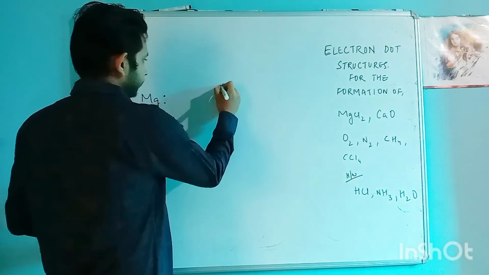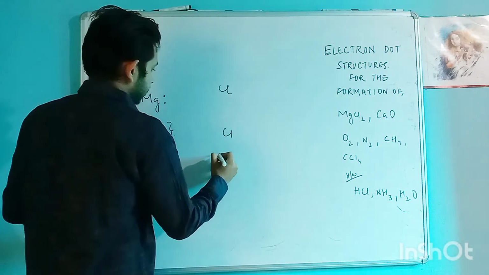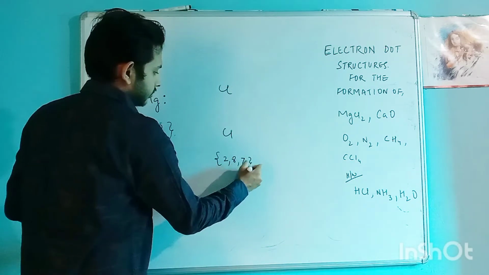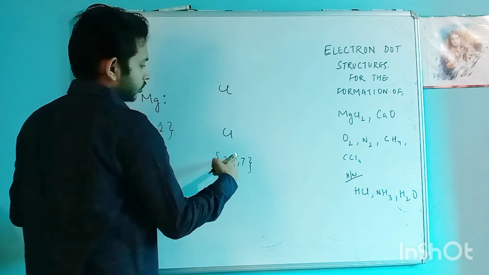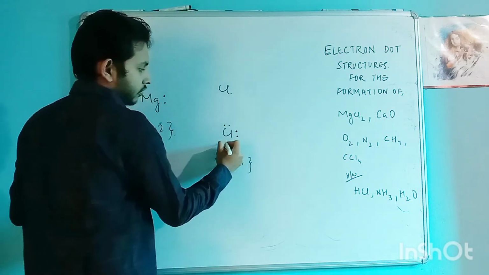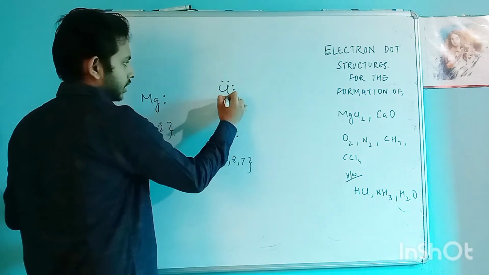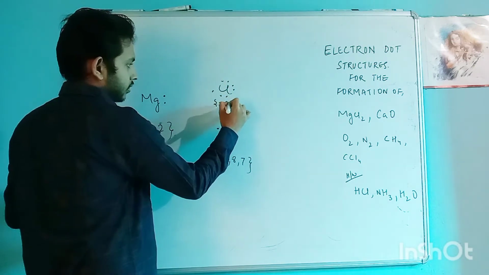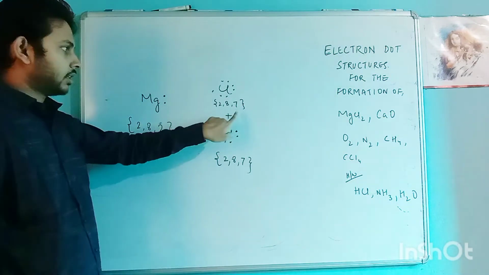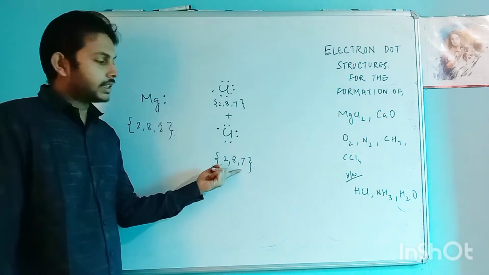Now in chlorine, what is the electronic configuration? 2, 8, 7. So both the chlorine atoms will have 7 electrons in the valence shell. 1, 2, 3, 4, 5, 6, 7. To become stable, they have to gain 1 electron to get a total of 8 electrons.